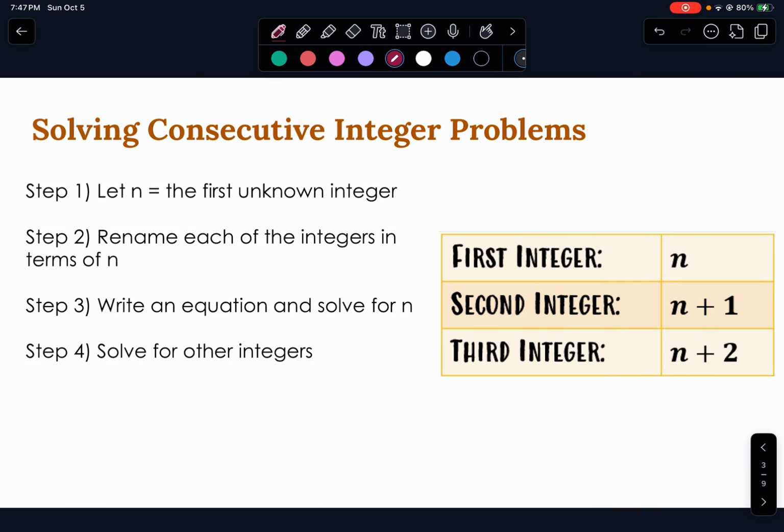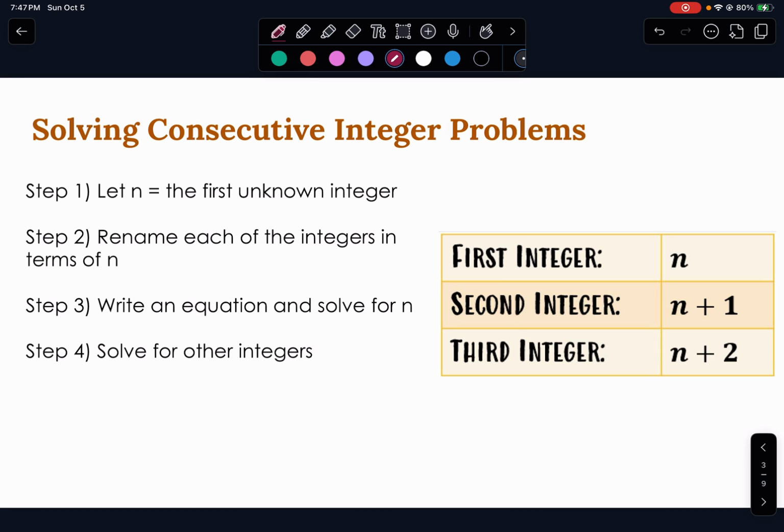So when we want to solve consecutive integer problems, our first step is we're going to let n equal this first unknown integer that we're going to be talking about. The second step is we're going to rename each of the other unknown integers in terms of n. So if we're talking about consecutive integers, like 1, 2, 3, 4, one after another, we'd be saying n plus 1, or n plus 2, n plus 3, and so on and so forth to rename each number.